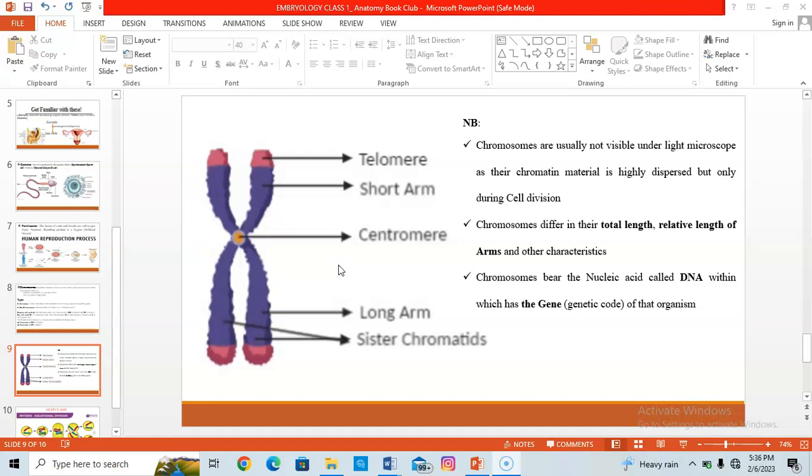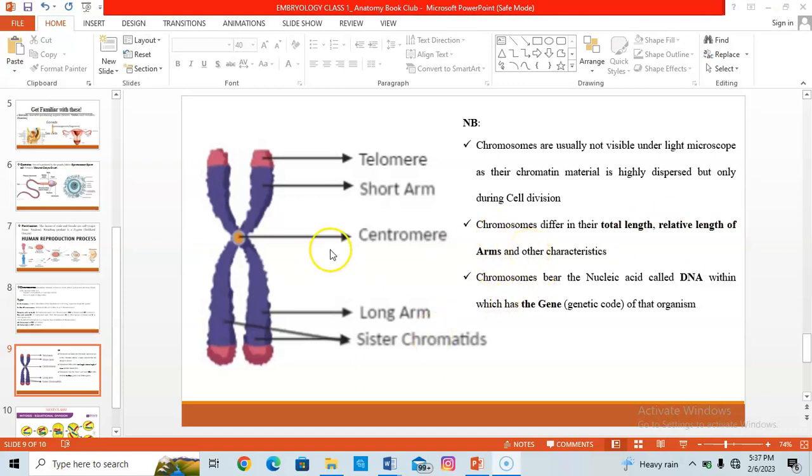Yes, karyotyping. So when you produce a karyotype, you will notice that they differ. And they differ based on their total length, based on the relative length of the arms, which is the short arm and the long arm, and other characteristics that differentiate them.